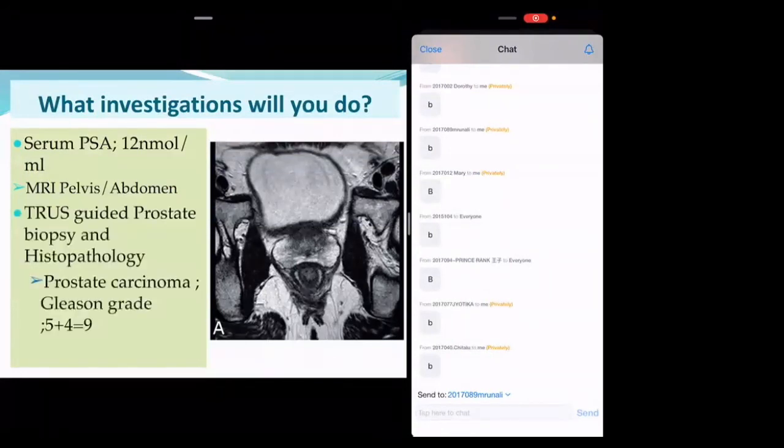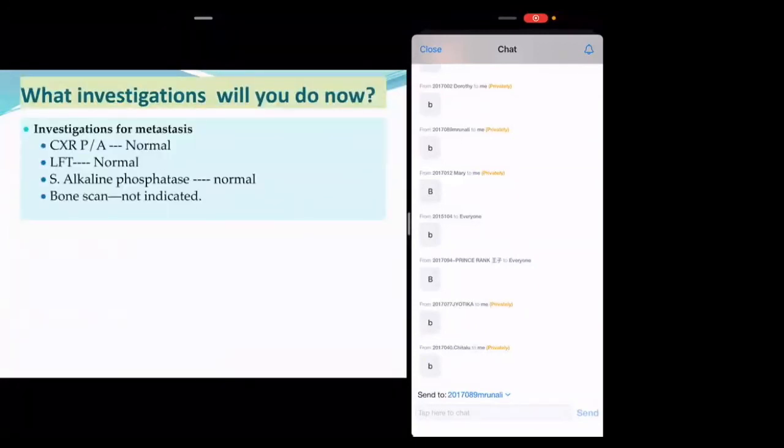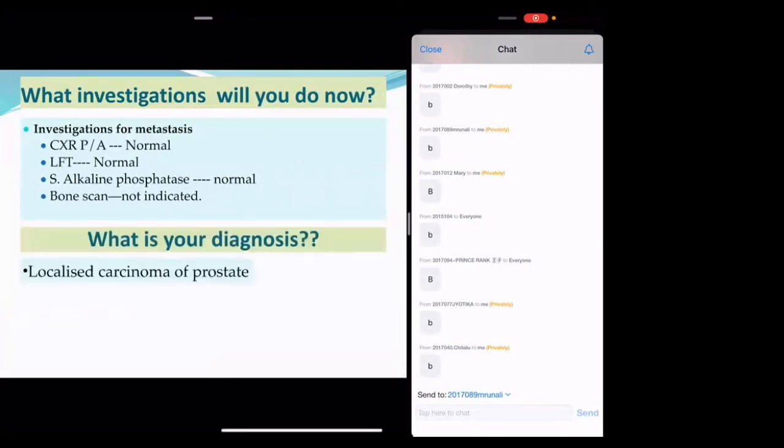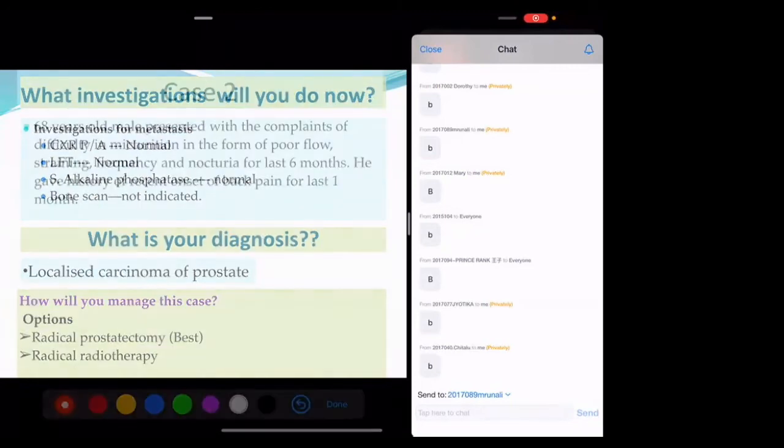and on biopsy we found the cancer prostate with Gleason grade 9, and we did metastatic evaluation. Everything was normal. So my diagnosis is localized cancer prostate, and management is obviously the options that we have are either radical prostatectomy or radical radiotherapy. As the age is 65, there is no other problem. Best option would be radical prostatectomy.